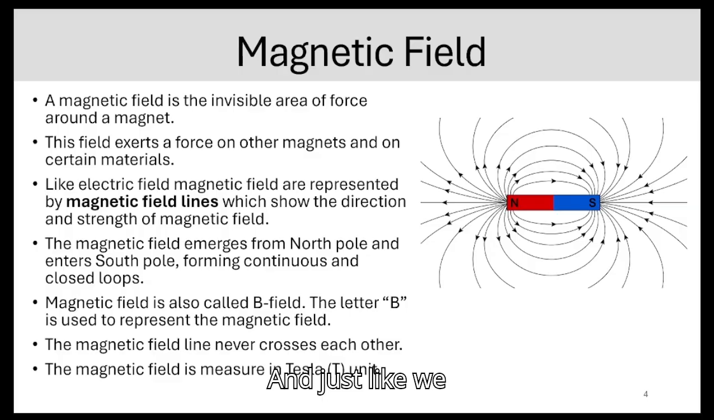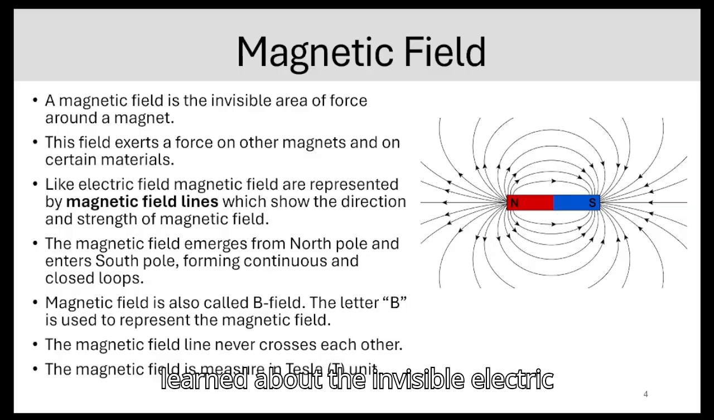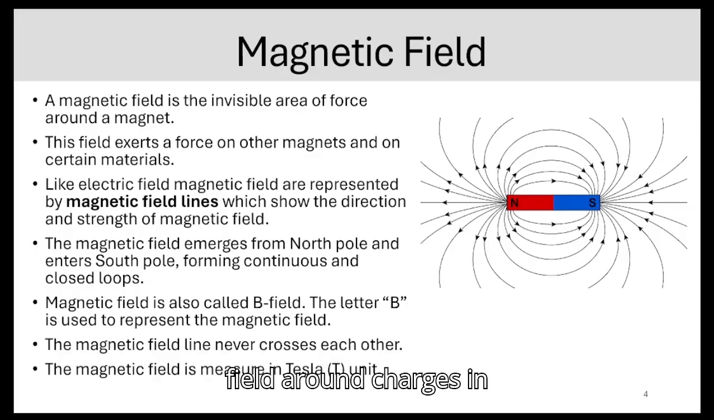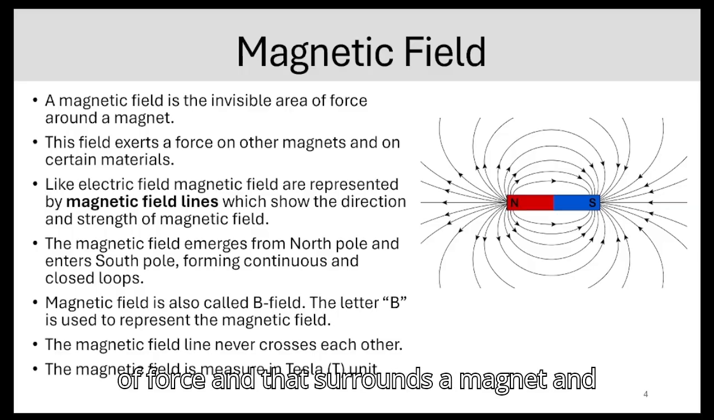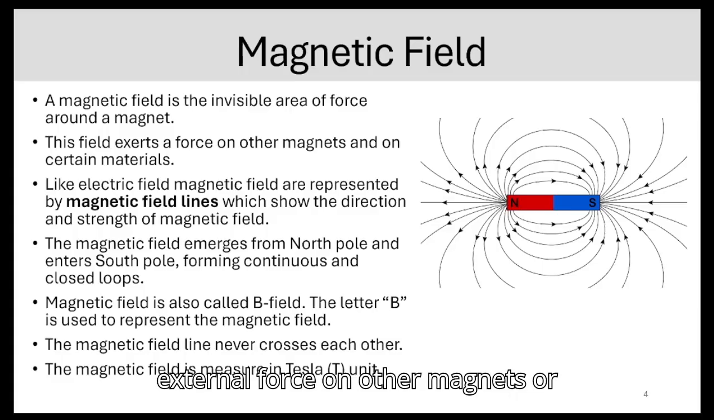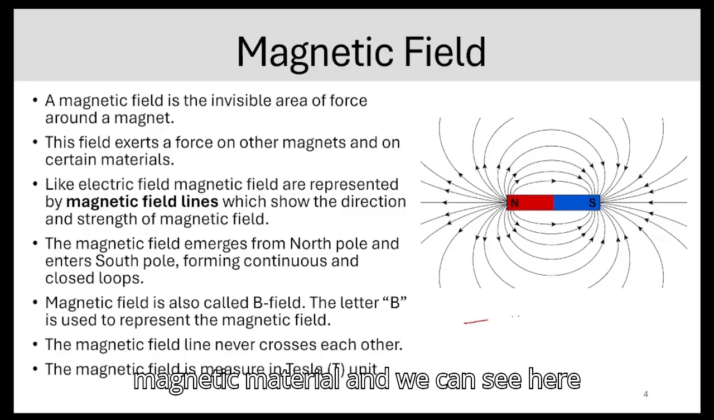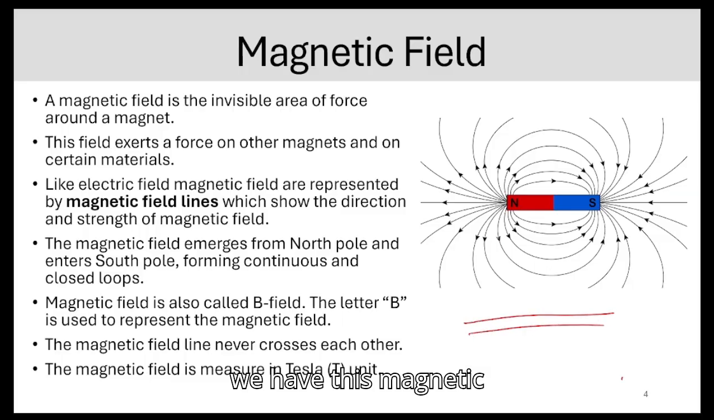And just like we learned about the invisible electric field around charges in the last section, a magnetic field is the invisible area of force that surrounds a magnet and exerts a force on other magnets or magnetic material. And we can see here we have this magnetic field represented by lines like this, similar to what we did on electric field.